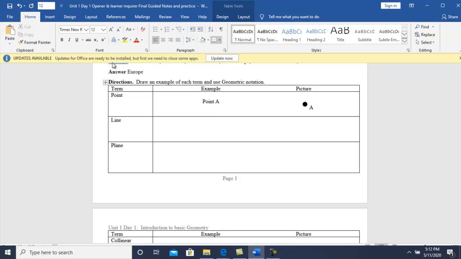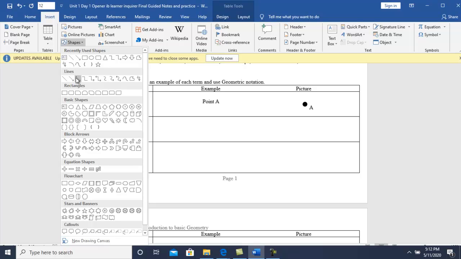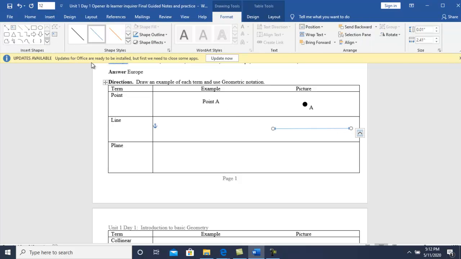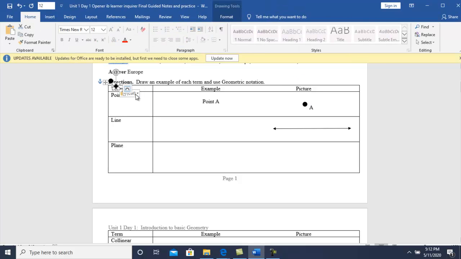Okay, the next one is line. Now when you draw a line, we're going to insert a line here. Okay, a line is going to have two arrows. So we're going to draw the picture first. And I'll make it darker. Now when you have a line, in some cases you will have points on it. Okay, so for example, I'm going to put a point here, and I'll put a second point over here. Okay, so if I were to call it line AB, we do the notation. Okay, so I'm referencing a line, and it has 2 points on it.